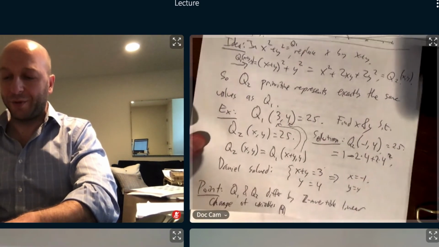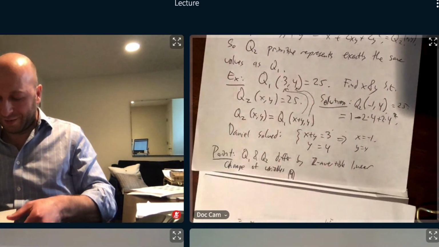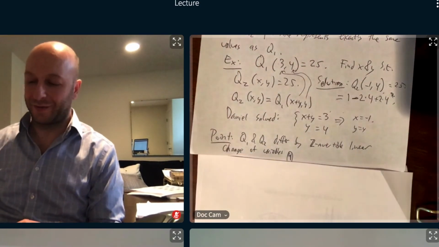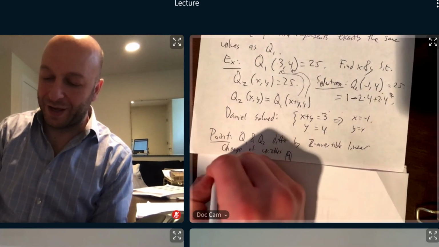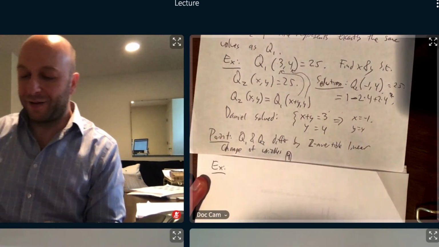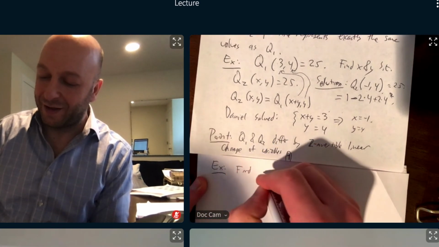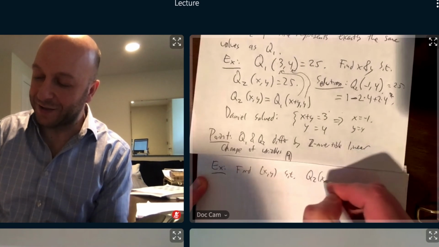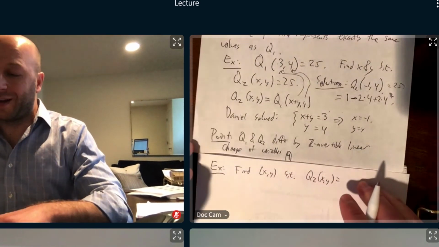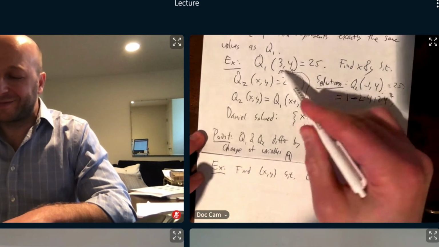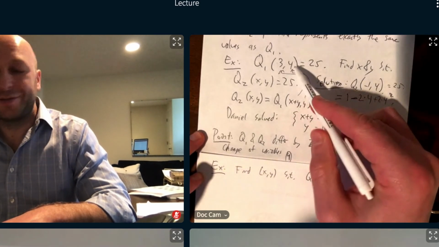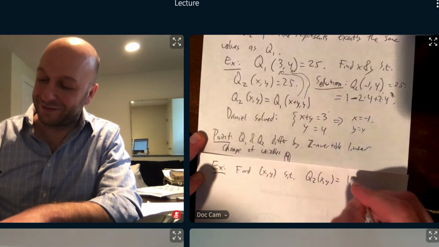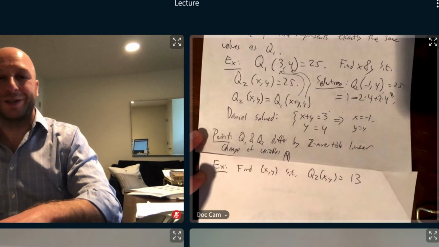Should I give you another example of this? Let's do another example. Find x and y such that Q2 of xy is equal to 13. 2 squared is 4, 3 squared is 9, 13. And 13 is 1 mod 4, so I know that there's a representation.